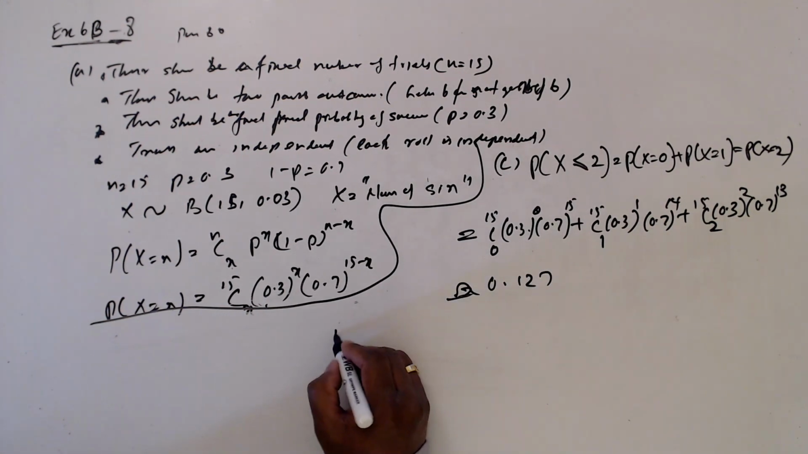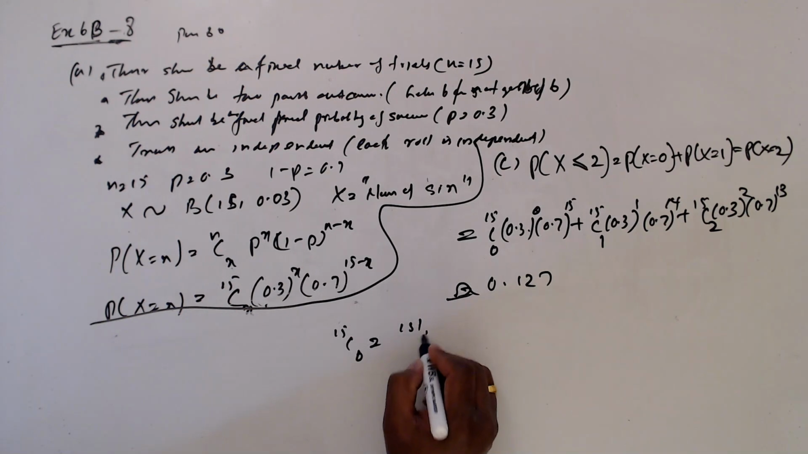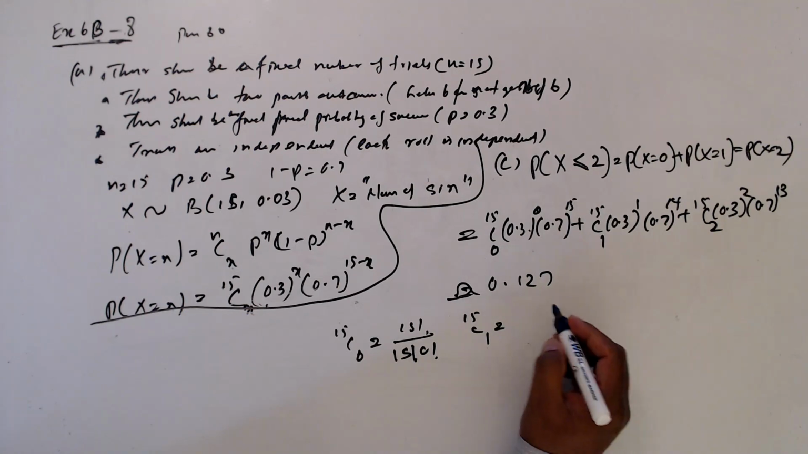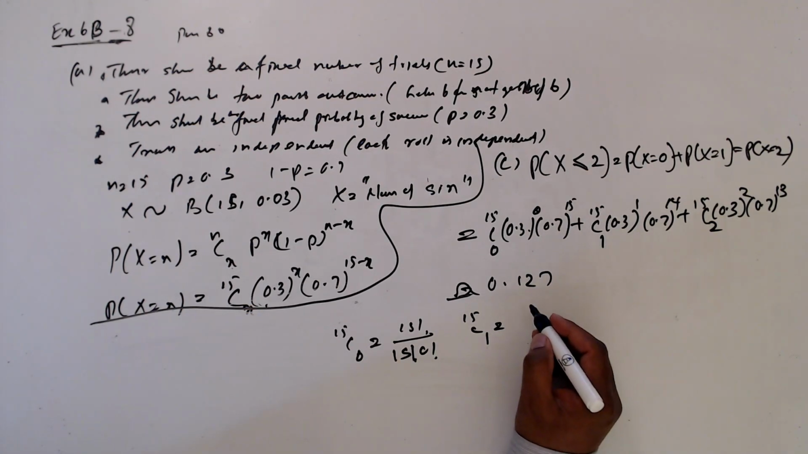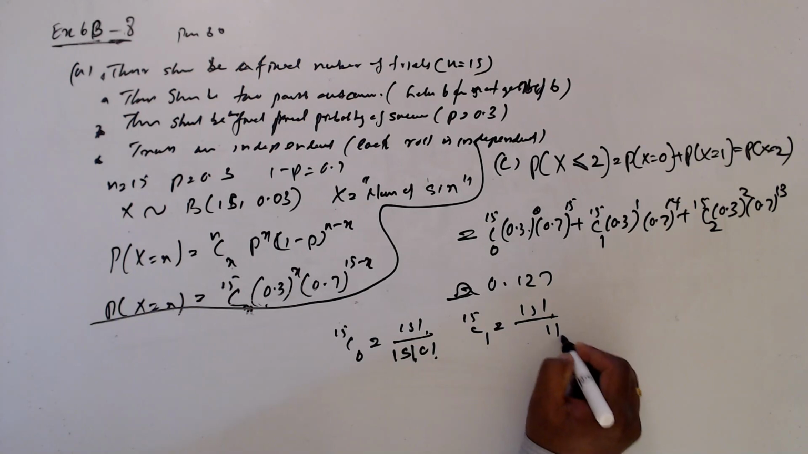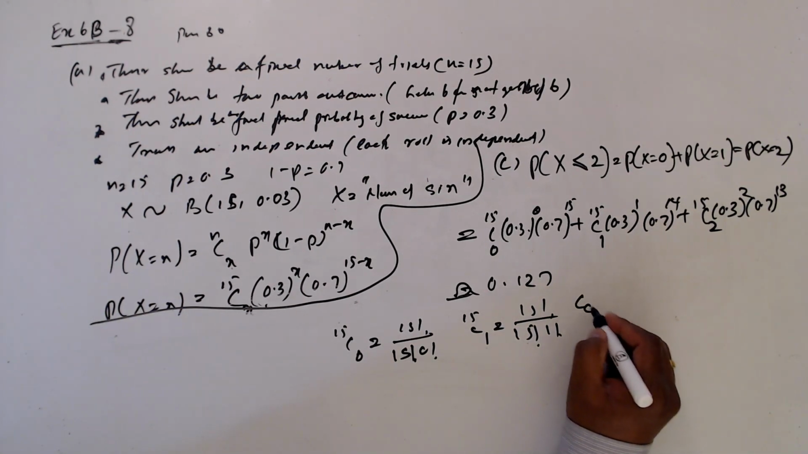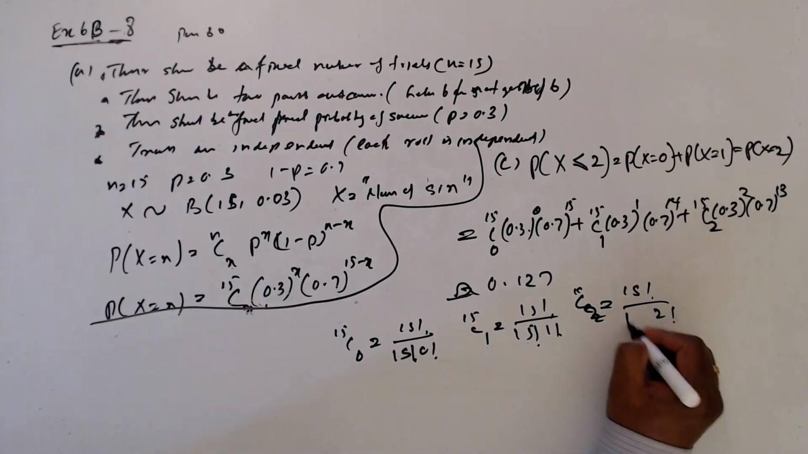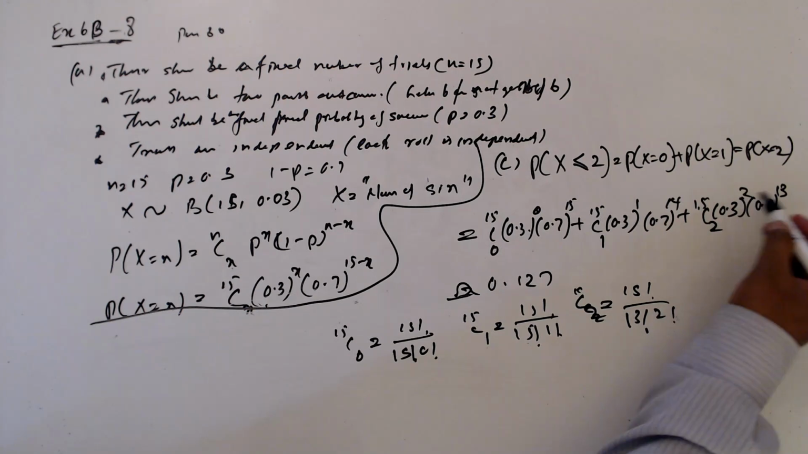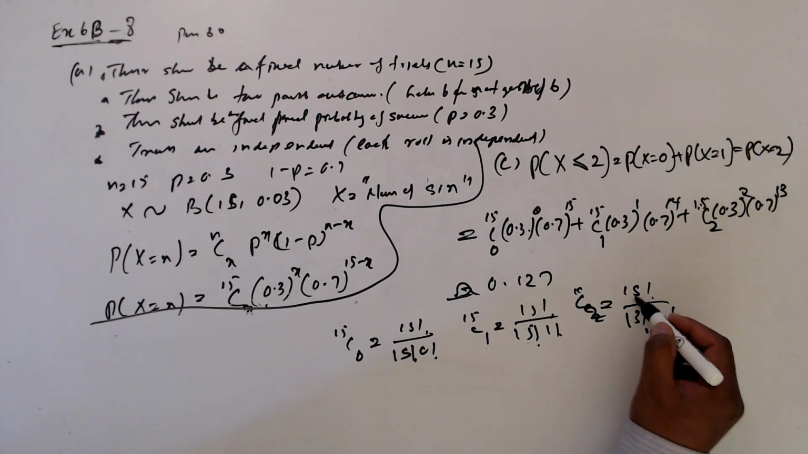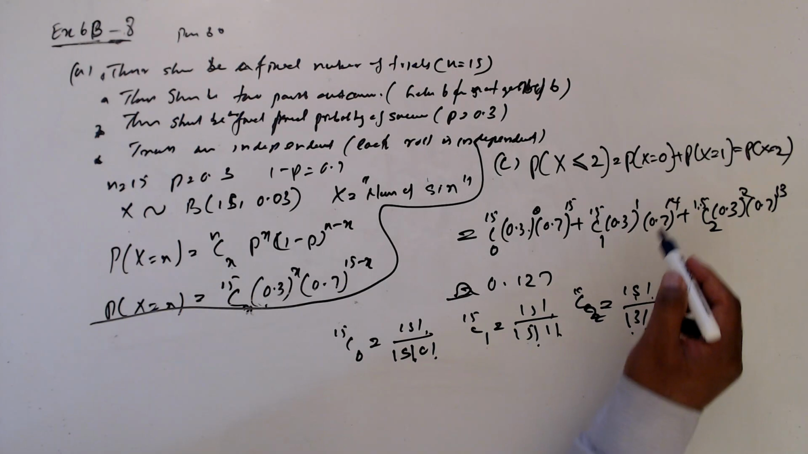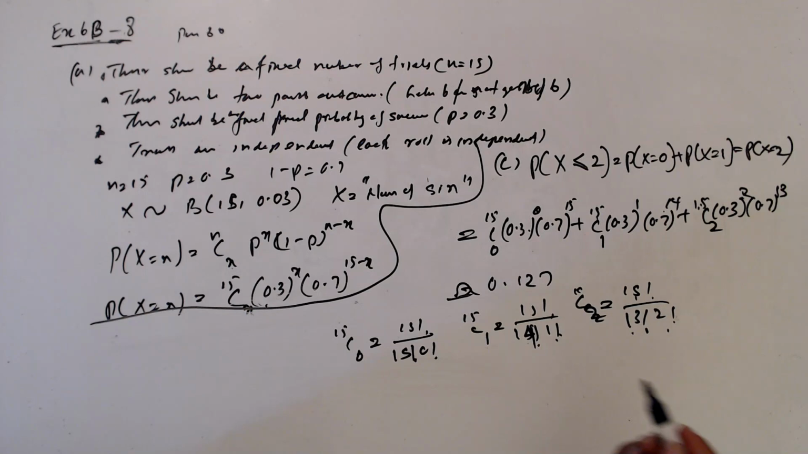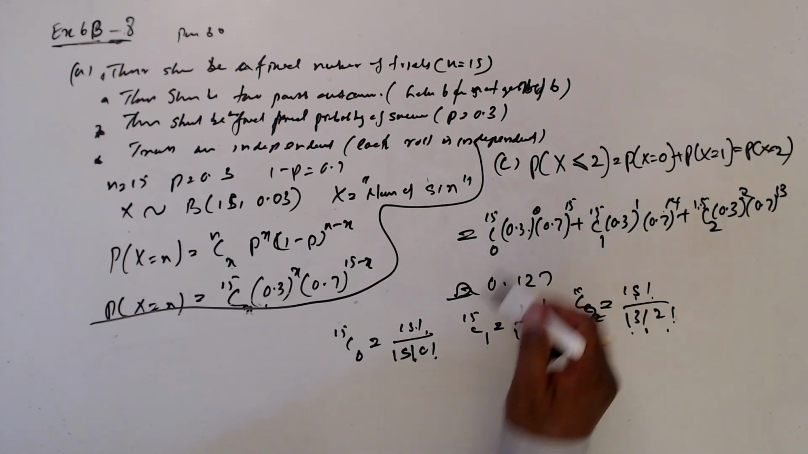This value is going to be 0.127. So 15C0 is factorial 15 over 0 and 15, 15C1 as well. Sometimes it is better to write these out to get the marks. 15C2 is 15, 2, and 13, those are the three values. So this is 14, 15, 0, 15.